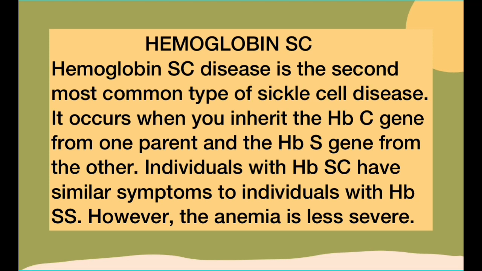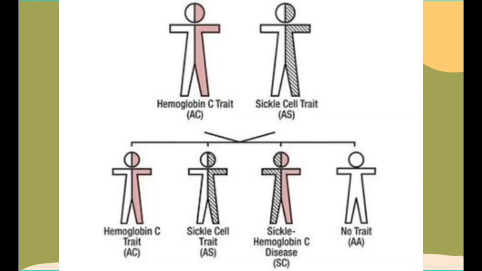Hemoglobin SC disease is the second most common type of sickle cell disease. It occurs when you inherit the hemoglobin C gene from one parent and the hemoglobin S gene from the other.